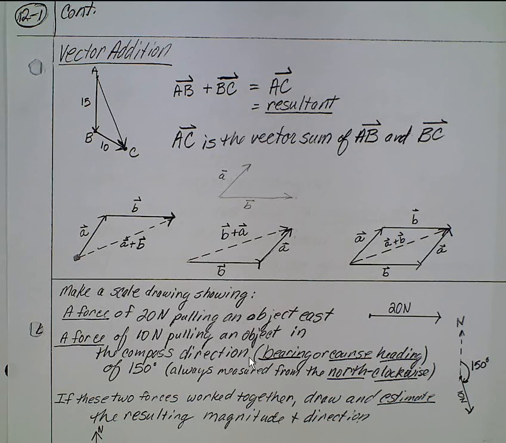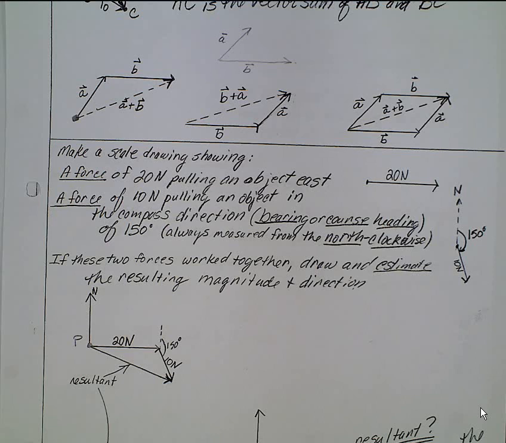All of those are measured from the north clockwise. So if you're going on a compass direction of 150 degrees, this is the direction that the ship is going, or that the object is being pulled. At 10 newtons, it should be half this strength, so about half that length, at a compass direction of 150 degrees. Okay, so if these two forces were to work together, draw and estimate the resulting magnitude and direction.